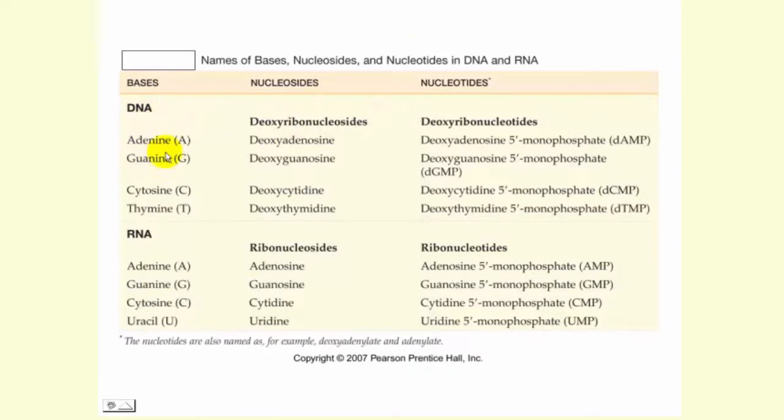Here we have the bases, adenine, guanine, cytosine, thymine in DNA, and then the bases that we find in RNA. Here, the deoxyribonucleosides would be called deoxyadenosine, deoxyguanosine, deoxycytidine, and deoxythymidine. It also shows the naming of the deoxyribonucleotides using these bases. I'm not going to tell you to memorize these, but you need to know what I'm referring to when I talk about these. So take a look at this table.